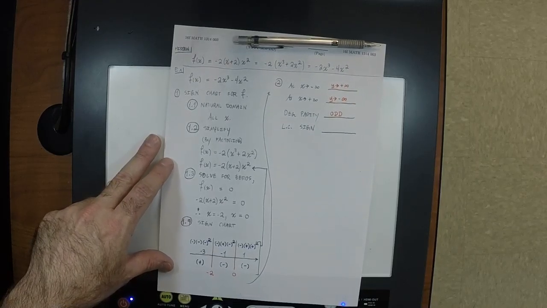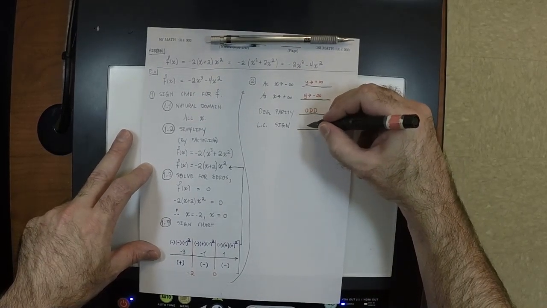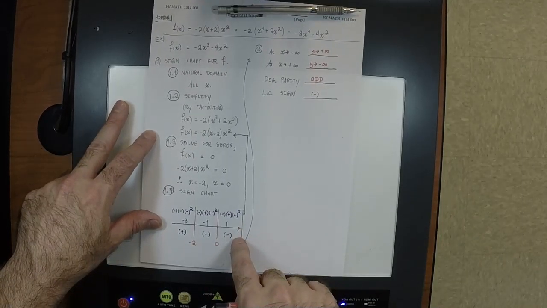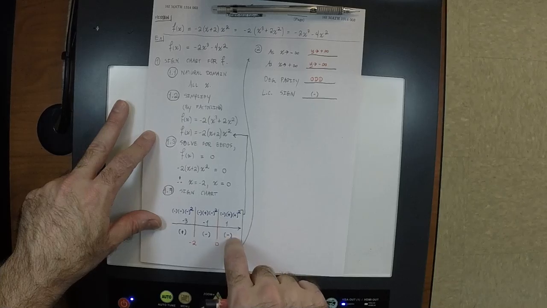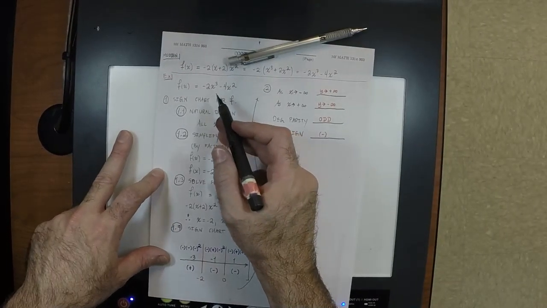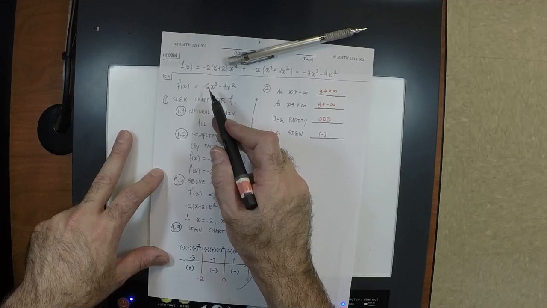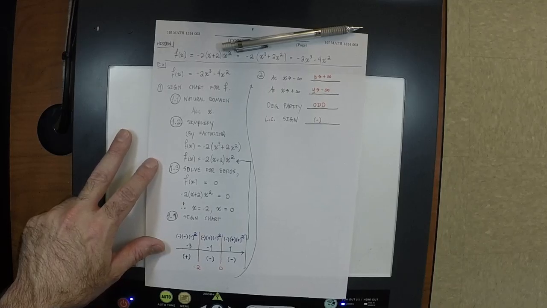Okay, how about the leading coefficient sign? Must be negative. Why is it negative? The rightmost region is negative. Alternatively, what is the leading coefficient? Negative 2, which is negative. Okay, so any question about coming up with these? Okay.